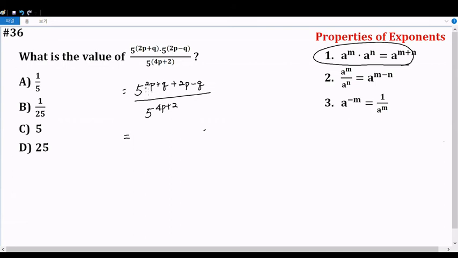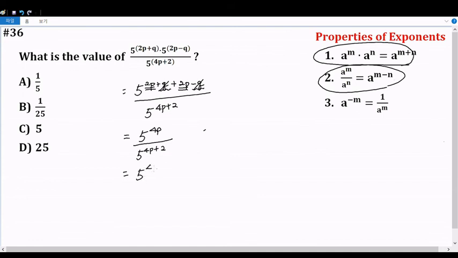Let's simplify. 2p plus 2p is equal to 4p. q minus q is equal to 0. So we just have 5 to the 4p on the numerator. We have 5 to the 4p plus 2 on the denominator. Now let's use the second property. We're dividing, so we subtract the exponents.